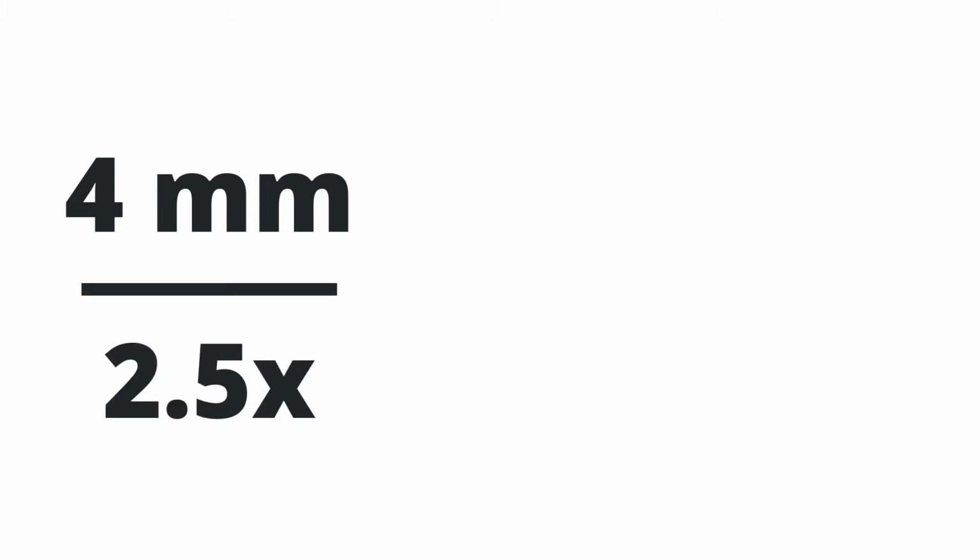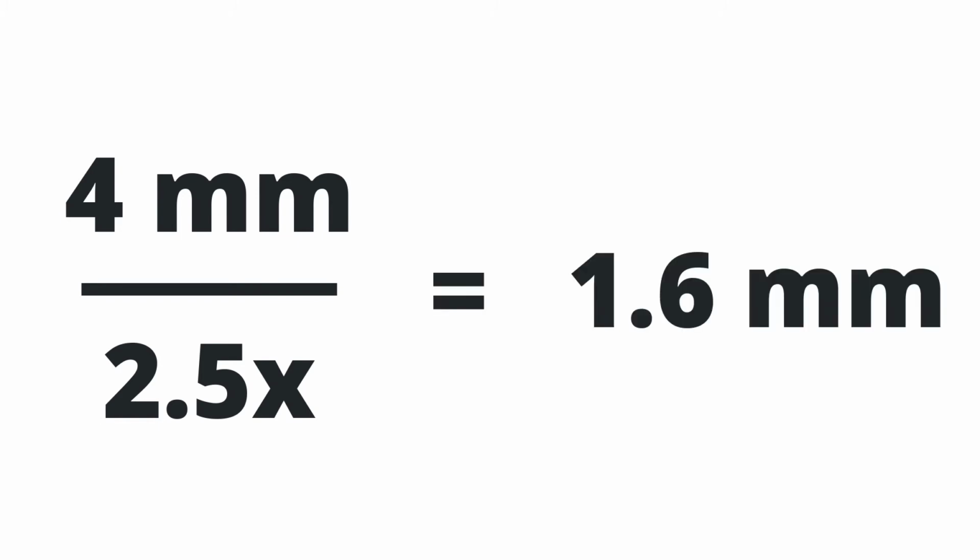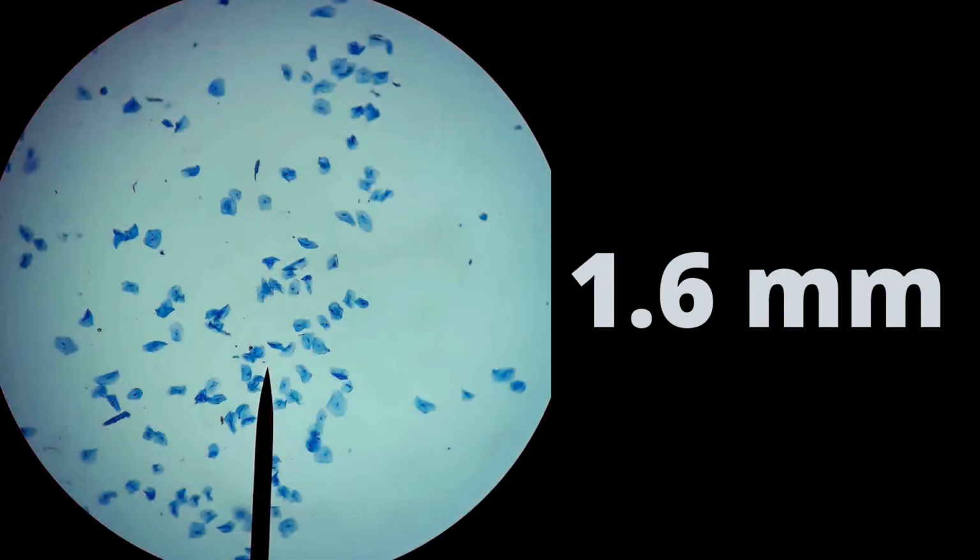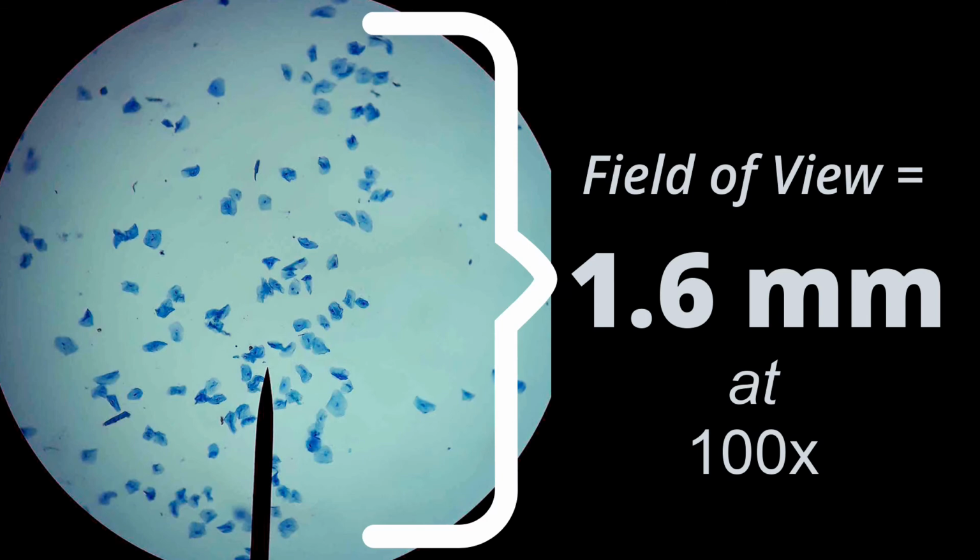We already know the field of view at 40x is 4 millimeters, of course. And we also know that as we increase magnification, the field of view will get smaller. So we take 4 millimeters and divide by 2.5, the number we just calculated. And that gives us 1.6 millimeters. Okay, well, what's that? Well, 1.6 millimeters is the field of view at 100x.